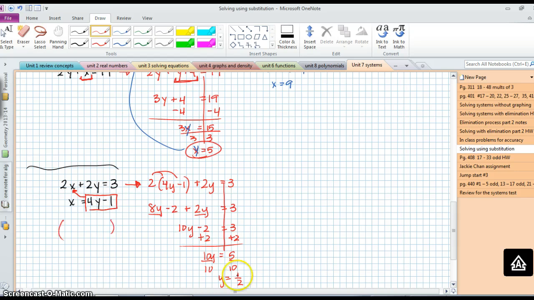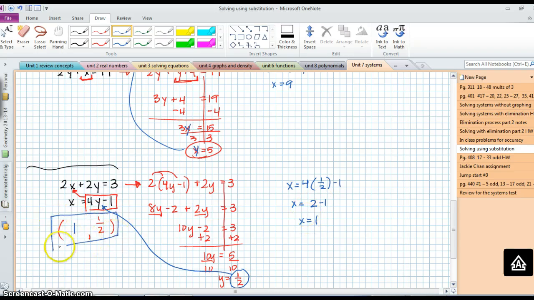So now I know the lines cross at something, 1 half. To get the x, I'm going to take that 1 half, place it at y. That's x equals 4 times a half minus 1. Half of 4 is 2. x equals 1. The lines will cross at (1, 1 half).